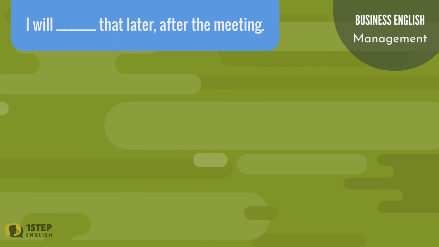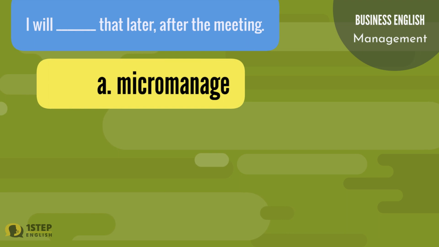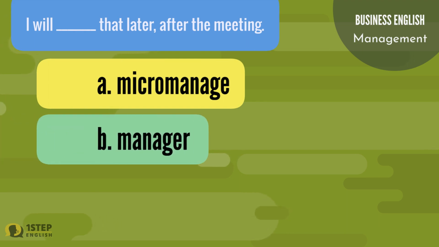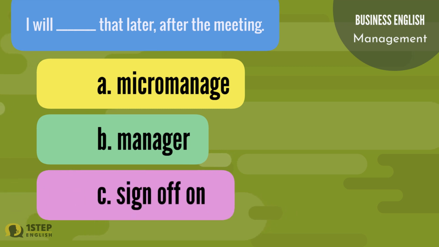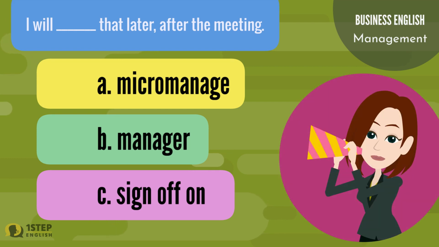I will blank that later, after the meeting. Letter A. Micromanage. Letter B. Manager. Letter C. Sign off on. The correct answer is letter C. Sign off on. I will sign off on that later, after the meeting.